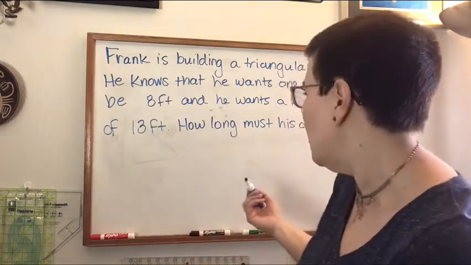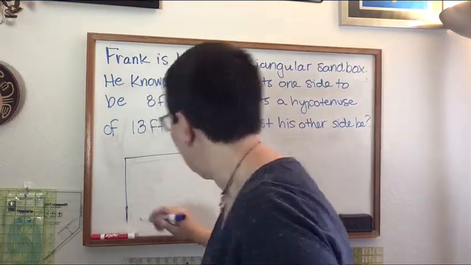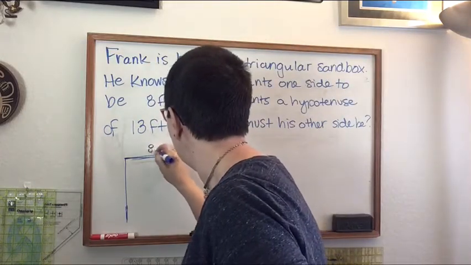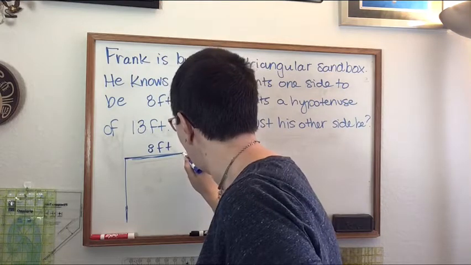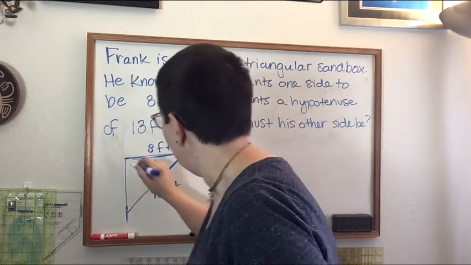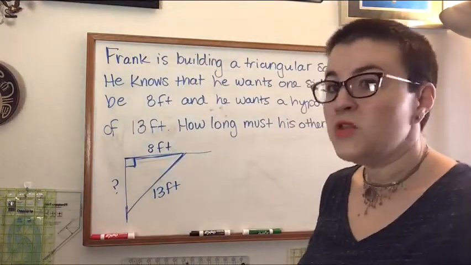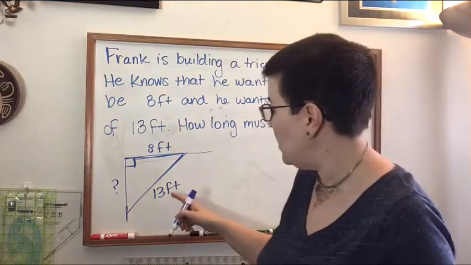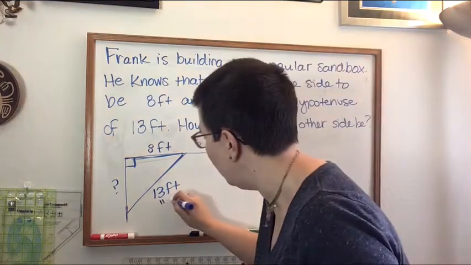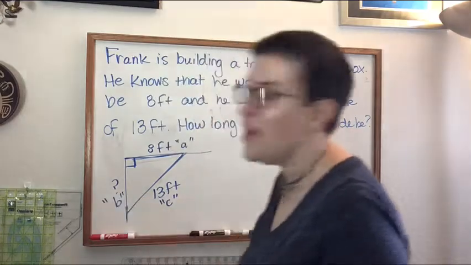All right. So here's the wall, right? And he wants one side of it to be 8 feet. So here's my 8 feet. He wants it to go across the yard in a hypotenuse at 13 feet. And then he needs to know how far it should go on this other wall. All right, so now it's set up, right? Here's my sandbox, here's my 8 feet side, here's my 13 feet hypotenuse, and then I would label each side, and then I would solve this.